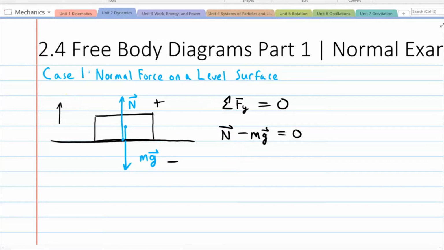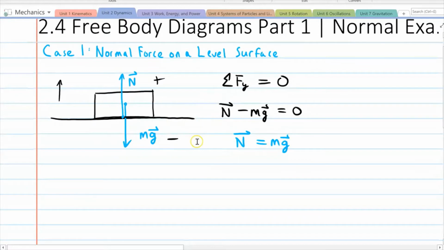In other words, I'm going to write our final result here in blue. The normal force is equal to its weight on a level surface. So as you see, this is the basic example. This is a very simple one where we just find the normal force. So let's move on to the next one.